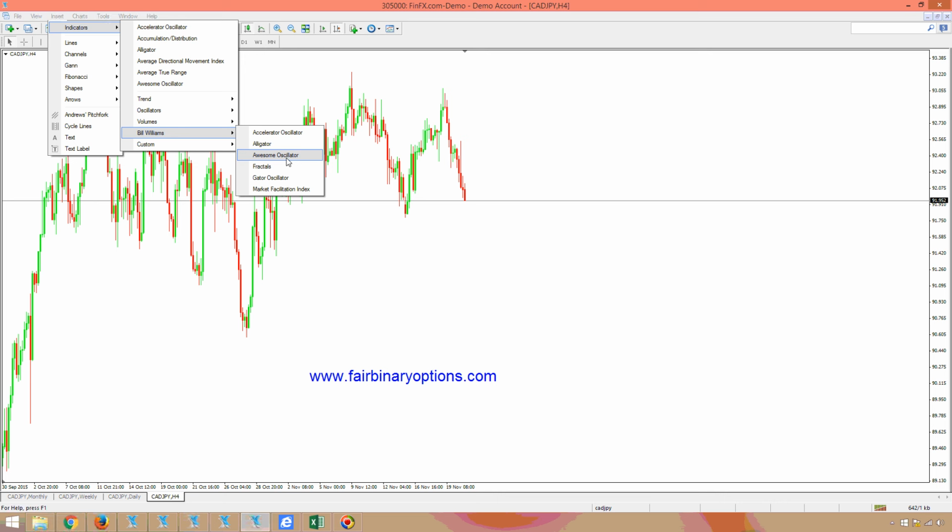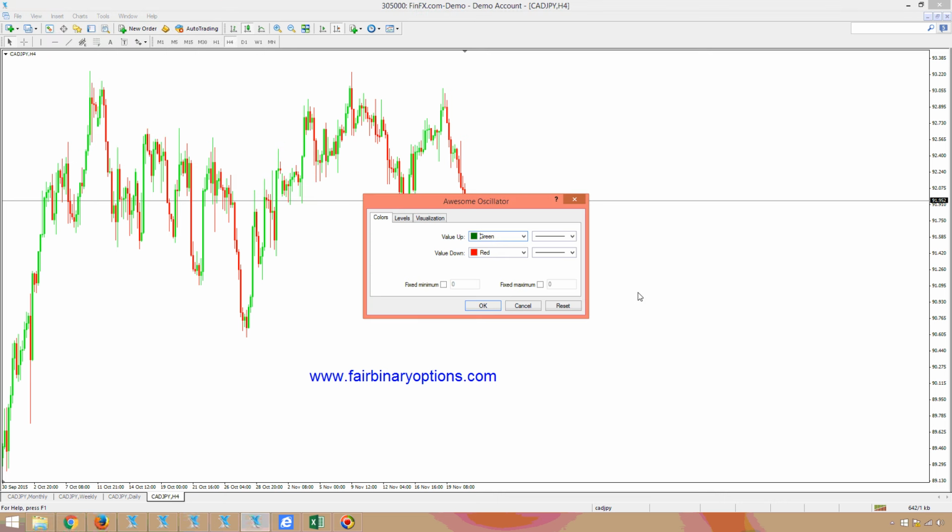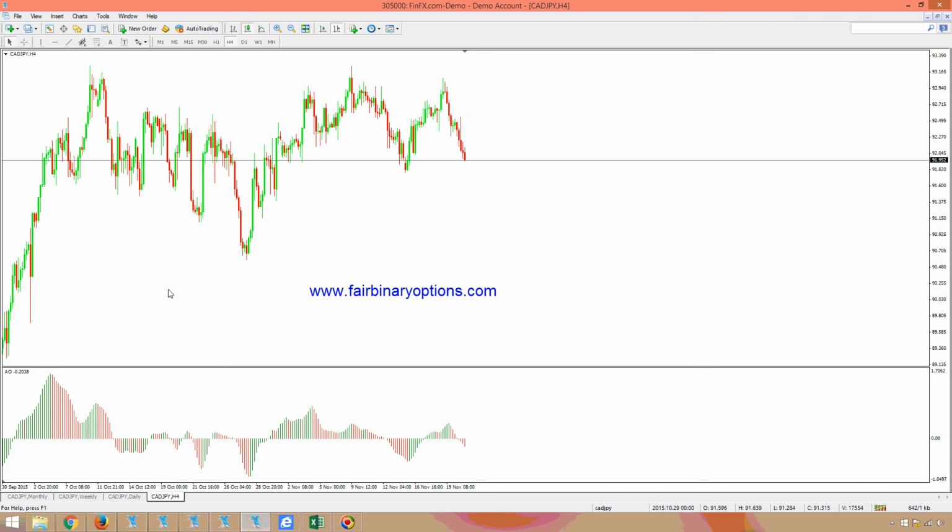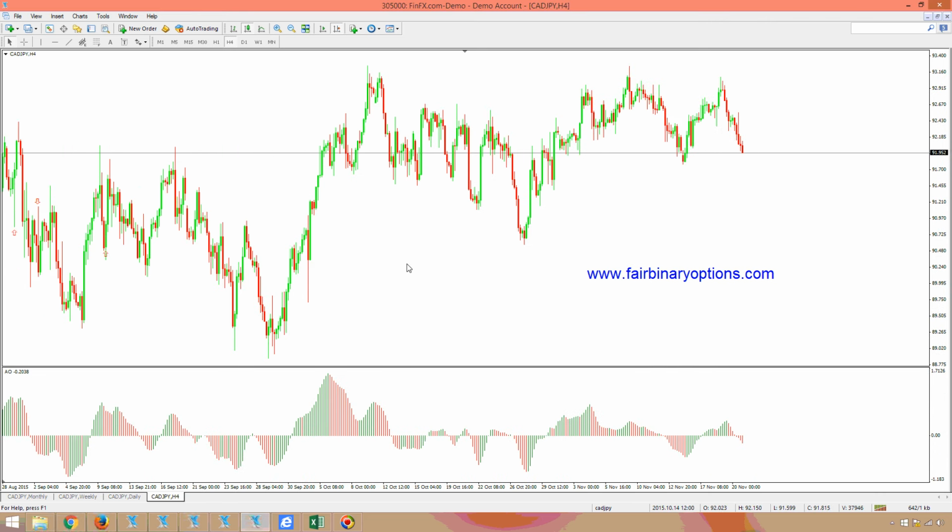So clicking on the awesome oscillator, it comes with two colors, green being bullish, red being bearish, and in this visualization, if you go on the levels, you can add levels. These are the default settings, and the visualization should be on all time frames. Being an oscillator, it means that it's going to be plotted at the lower side of the screen and not at the upper side of the screen. This is important. Clicking OK, and this is how the oscillator looks.